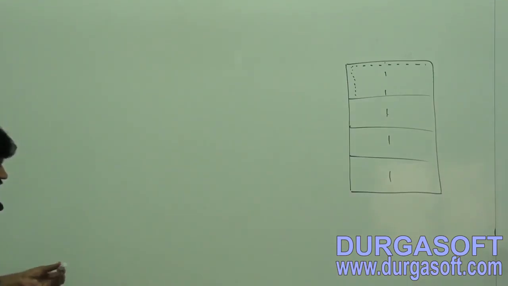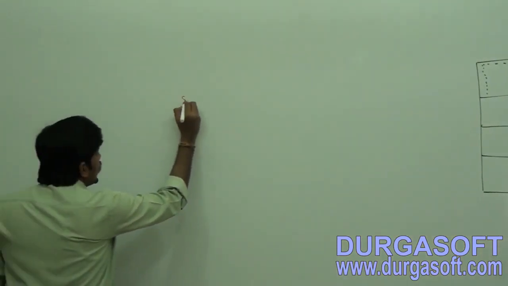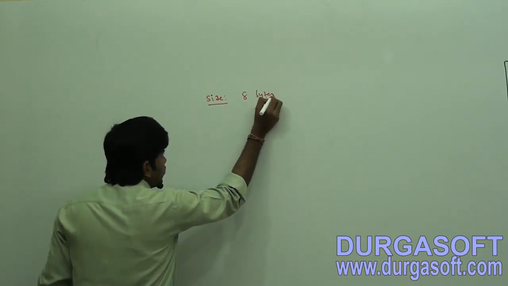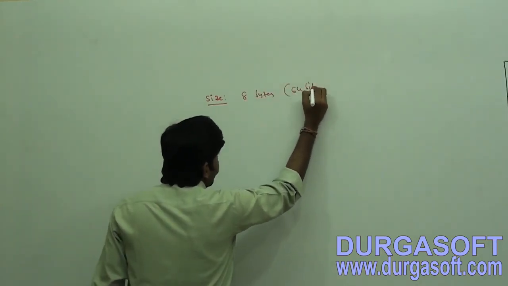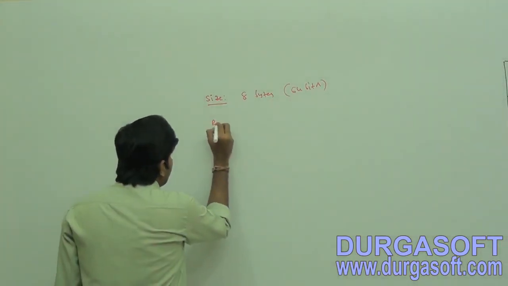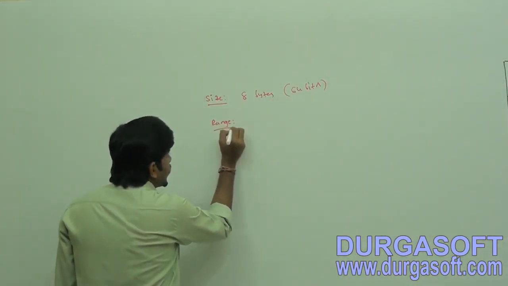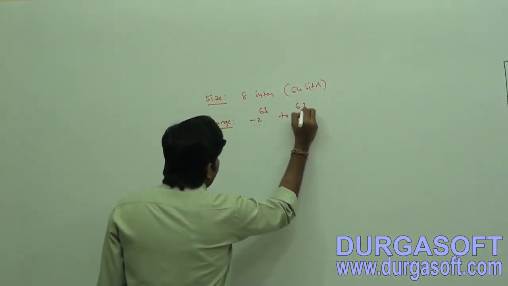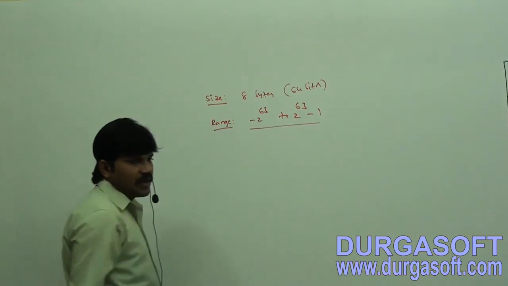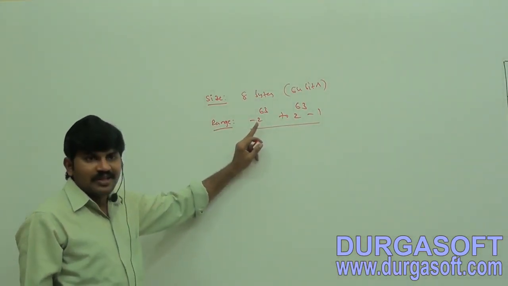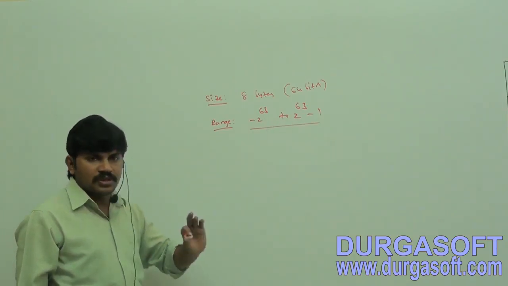Now what is the size? Sir, can you tell what is the size of long? Sir, 8 bytes is nothing but 64 bits. Sir, what is the range? Range is minus 2 power 63 to 2 power 63 minus 1. Are you getting? Sir, don't ask what about its value, even I too don't know.